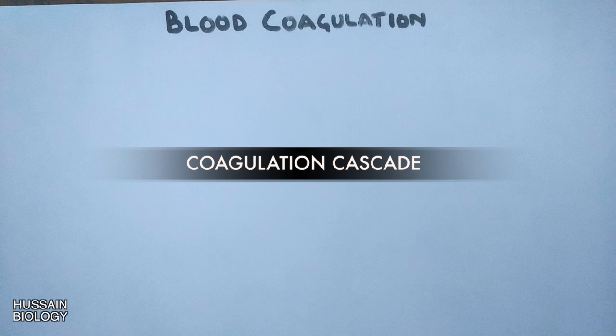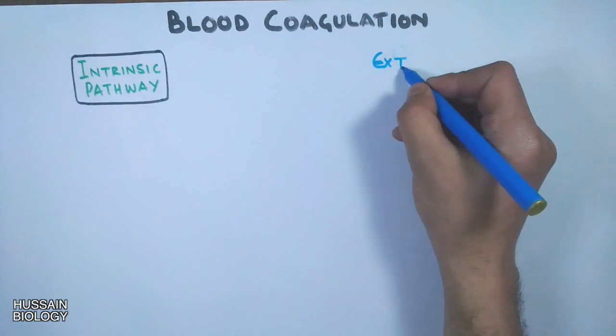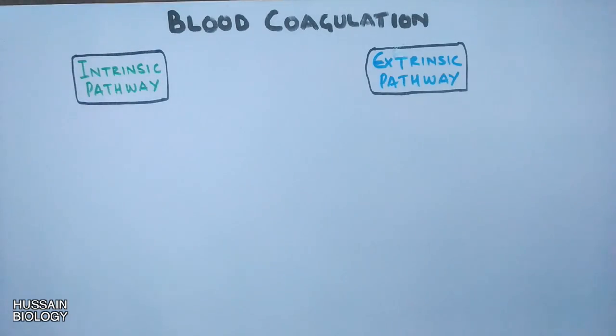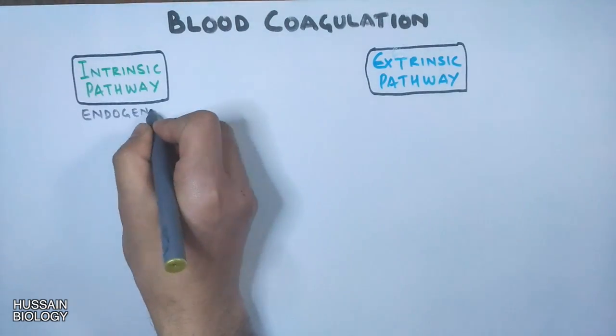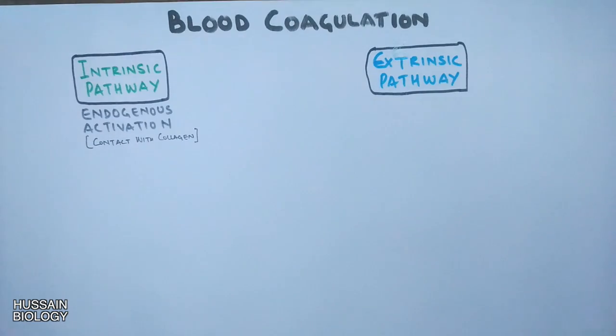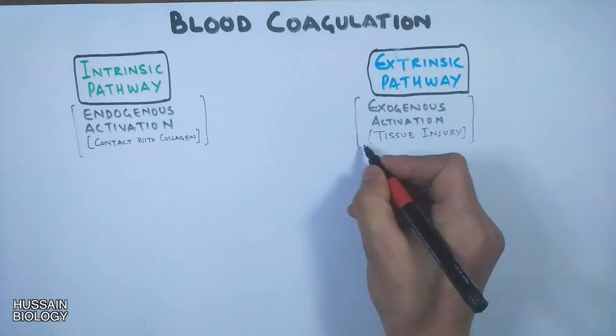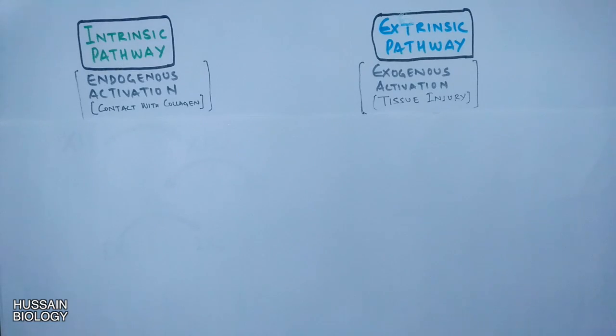The coagulation cascade occurs via two pathways, the intrinsic pathway and the extrinsic pathway. The intrinsic pathway has the endogenous activation, that is driven when the endothelial collagen is exposed to the platelets, whereas the extrinsic pathway has the exogenous activation, that is driven when the damaged tissue releases tissue factor. Now let's get to the intrinsic pathway first.